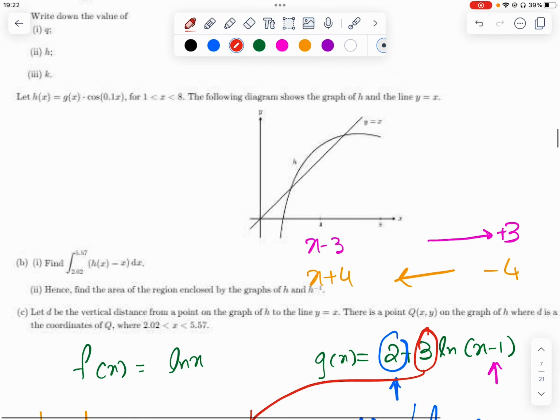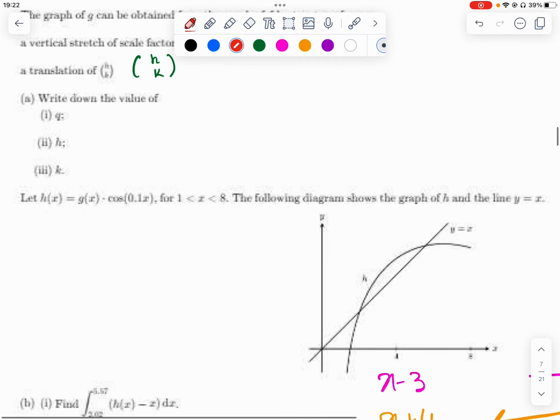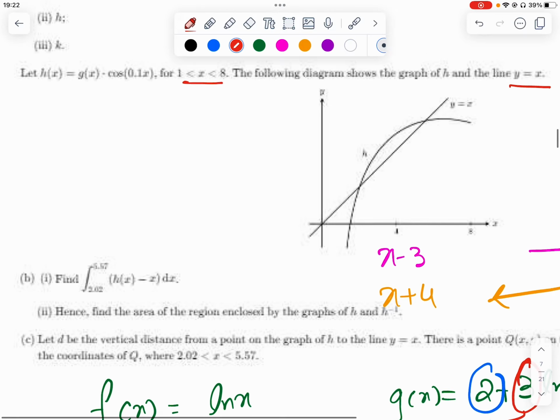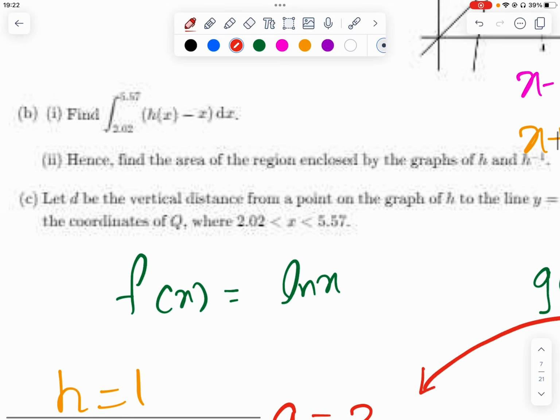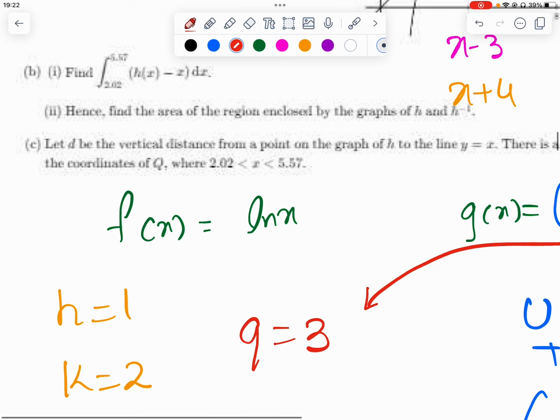Next, H of x equals G of x times cos of 0.1x, and x lies between 1 to 8. The following diagram shows the graph of H and the line y equals x. Find the integral of H of x minus x dx from 2.02 to 5.57.